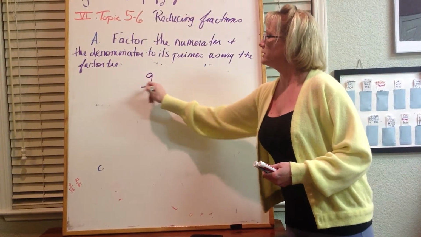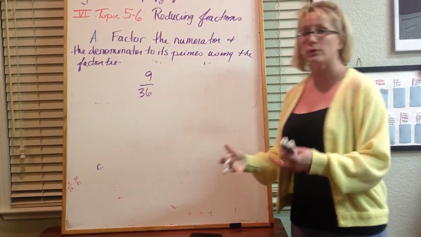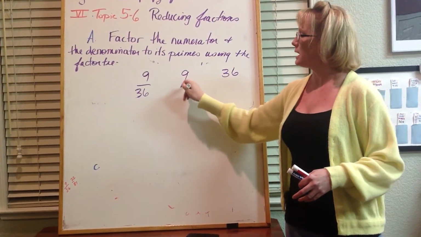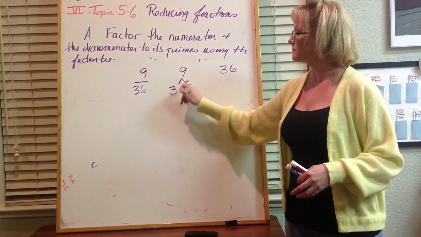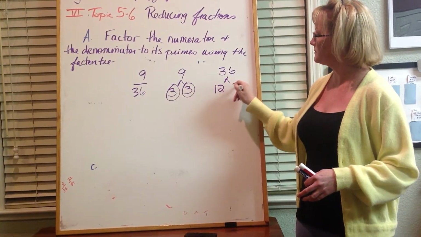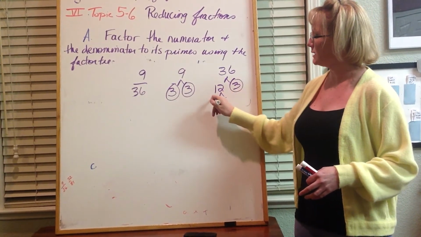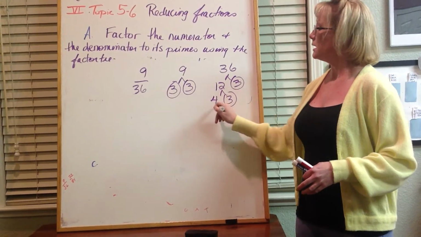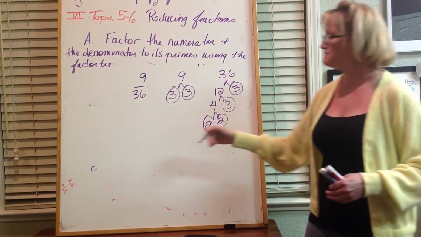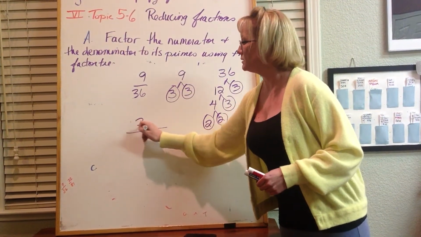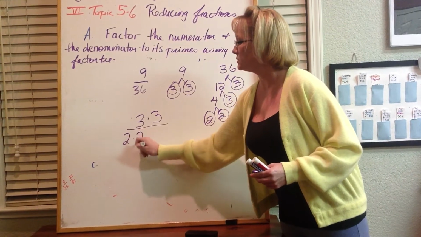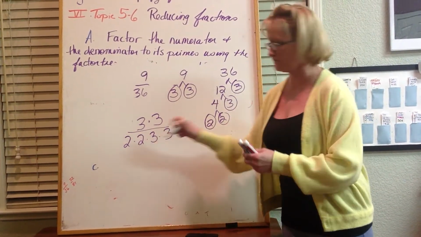So we have 9/36. Again, we're going to factor it. A 9 is a 3 times 3. And a 36 is a 12 times 3. 12 is a 4 times 3, and a 4 is 2 times 2. We're going to rewrite them. On top I have a 3 times 3. On the bottom I have a 2 times 2 times 3 times 3.